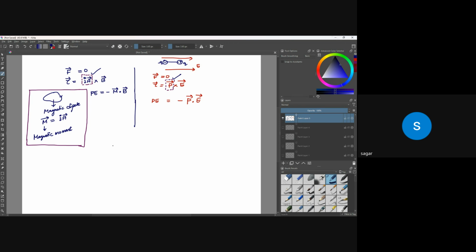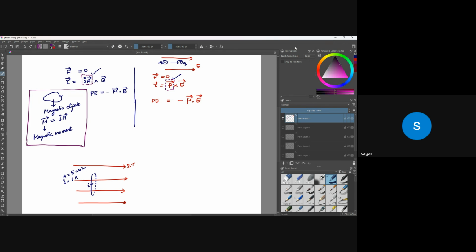So for example, you'll get a question. You'll have a loop like this. It's carrying current like this, and the magnetic field is, let's say, 2 Tesla. The area of this loop, let me just give the area directly, is let's say 5 centimeter square. And the current the loop is carrying is 1 ampere.